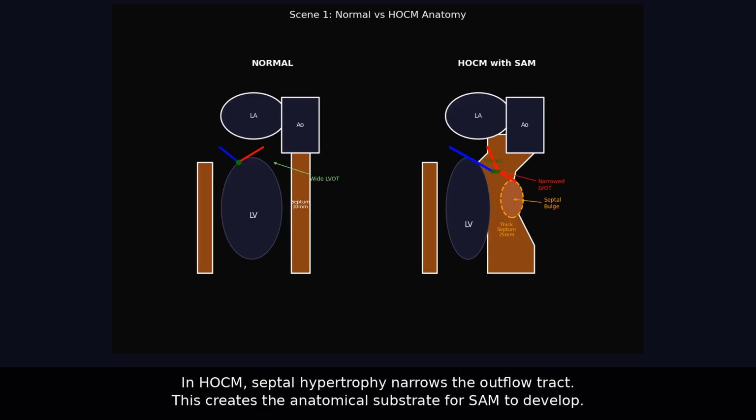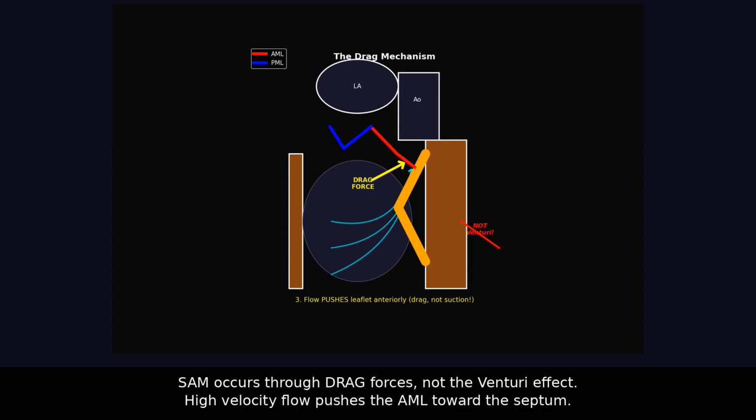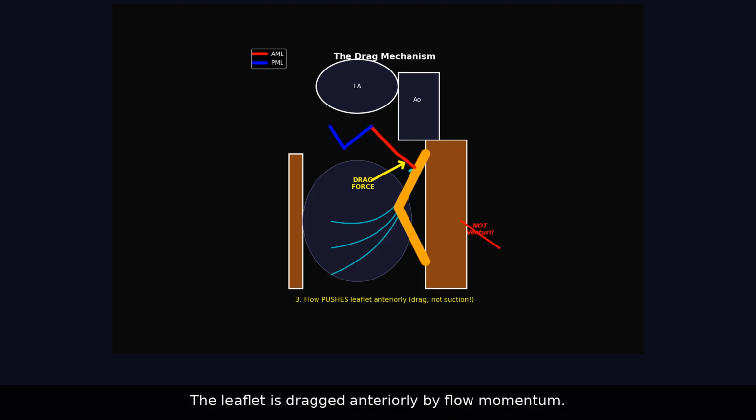In Hypertrophic Obstructive Cardiomyopathy, septal hypertrophy narrows the outflow tract. This creates the anatomical substrate for systolic anterior motion to develop. SAM occurs through drag forces, not the Venturi effect as previously thought. High-velocity flow through the narrowed outflow tract pushes the anterior mitral leaflet toward the septum. The leaflet is dragged anteriorly by flow momentum.